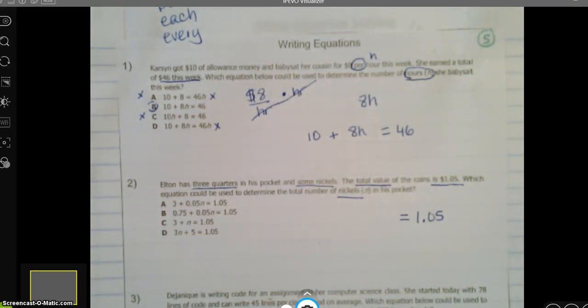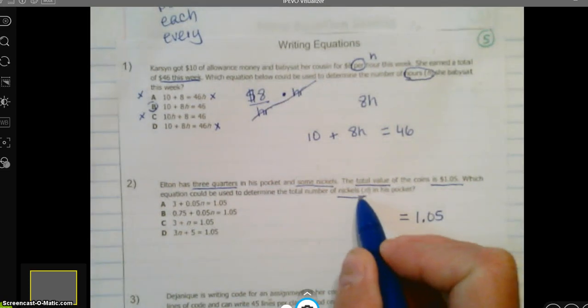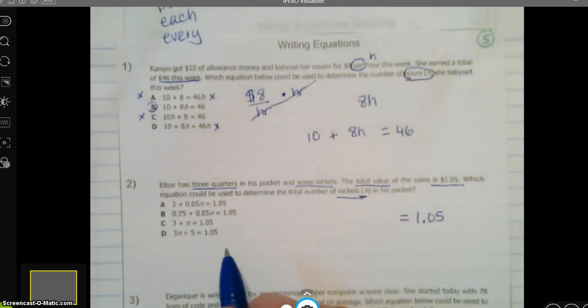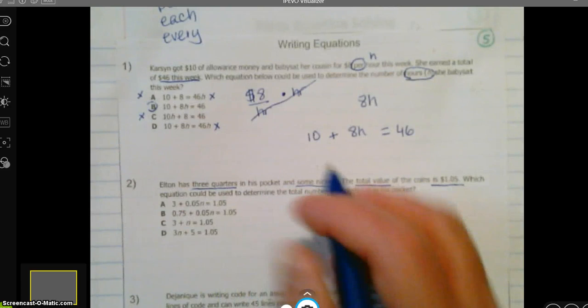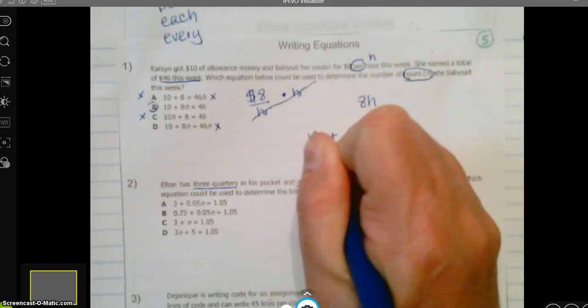Okay. The second thing is we're looking for nickels. Okay, so I want you to think how much nickels are. Okay, and nickels are 5 cents, and we write nickels like this, 0.05.